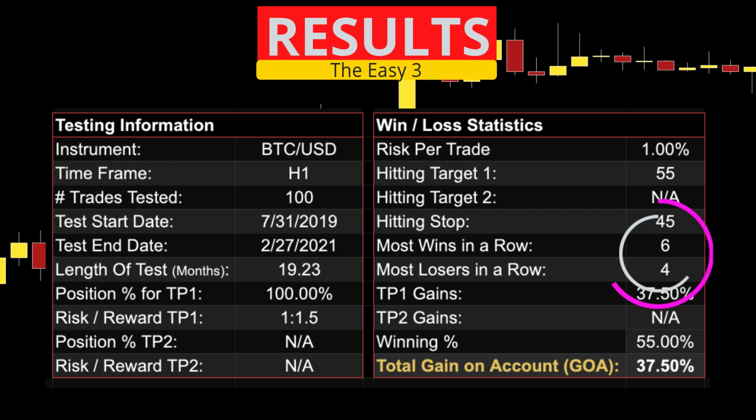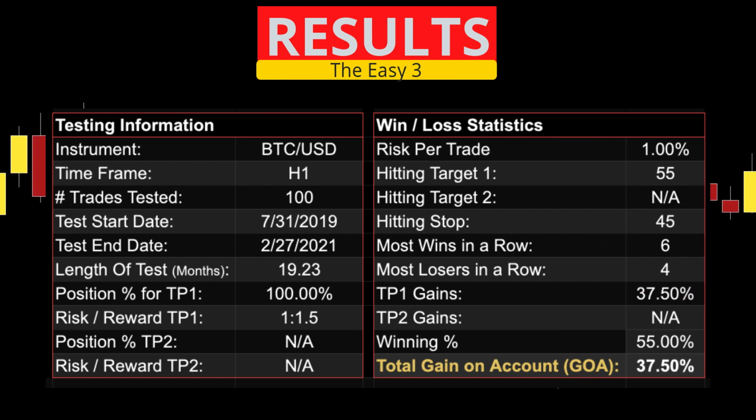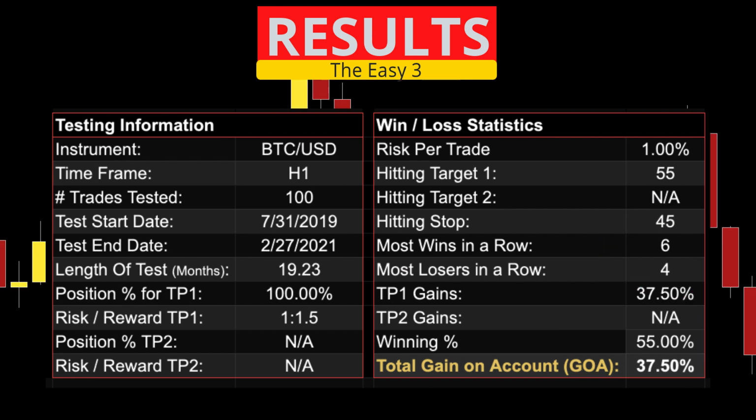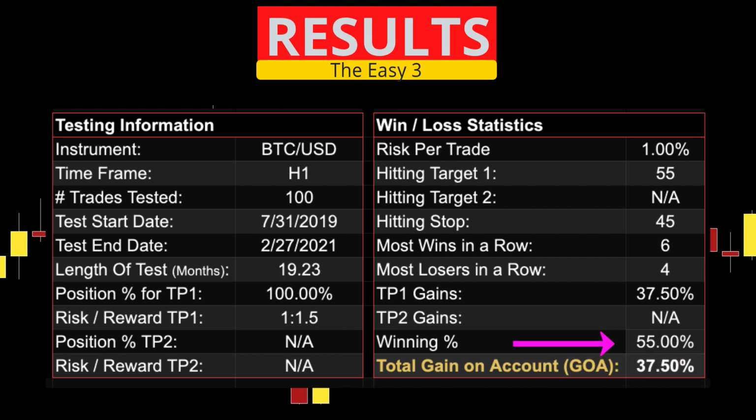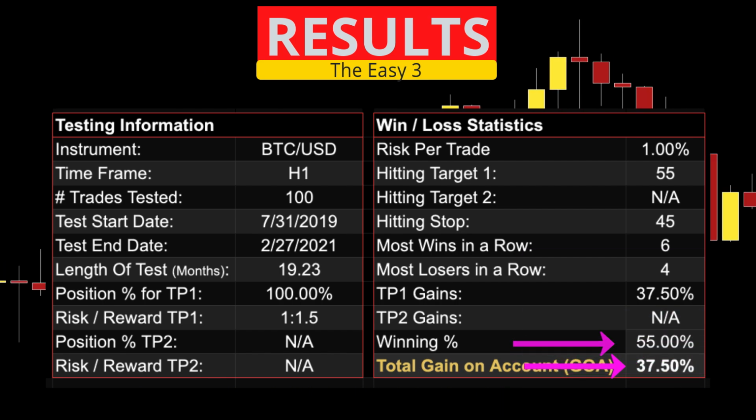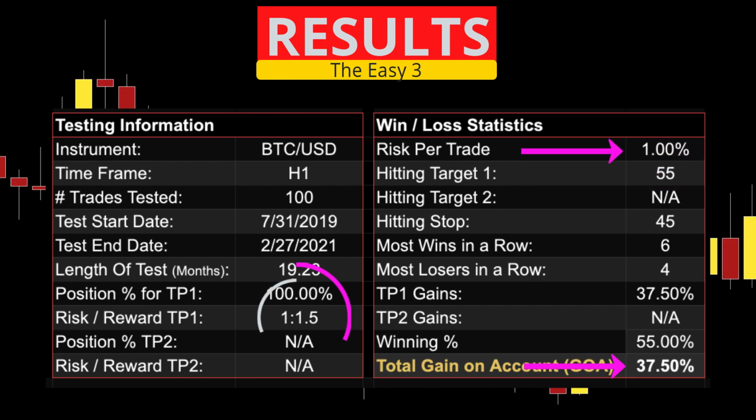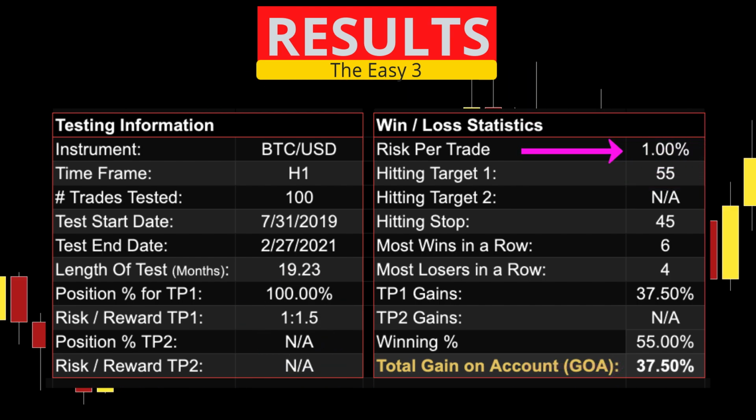Most wins in a row turned out to be 6 and most losses were 4, which is pretty good. This dataset produced a win rate of 55% and the gain on account was 38%, risking 1% per trade using a 1 to 1.5 risk to reward.